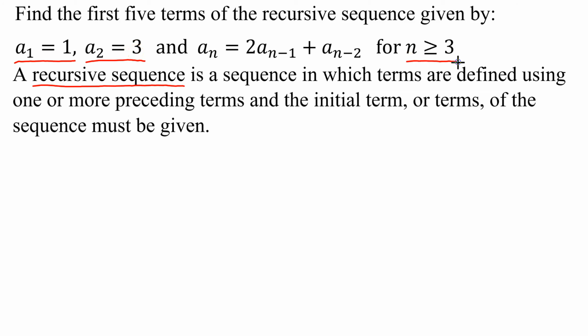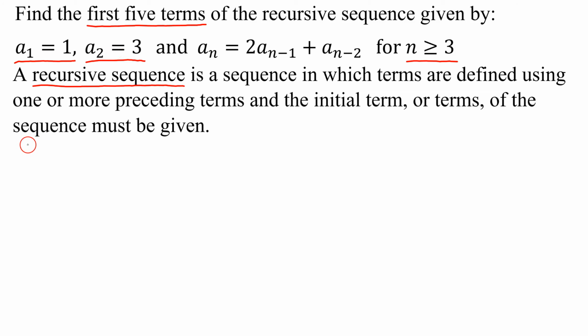Then for n greater than or equal to 3, the nth term, a sub n, equals 2 times a sub n minus 1, that is the term before the nth term, plus a sub n minus 2, which is the term that's 2 terms before the nth term. We need to find the first 5 terms, but luckily we've already been given the first 2.